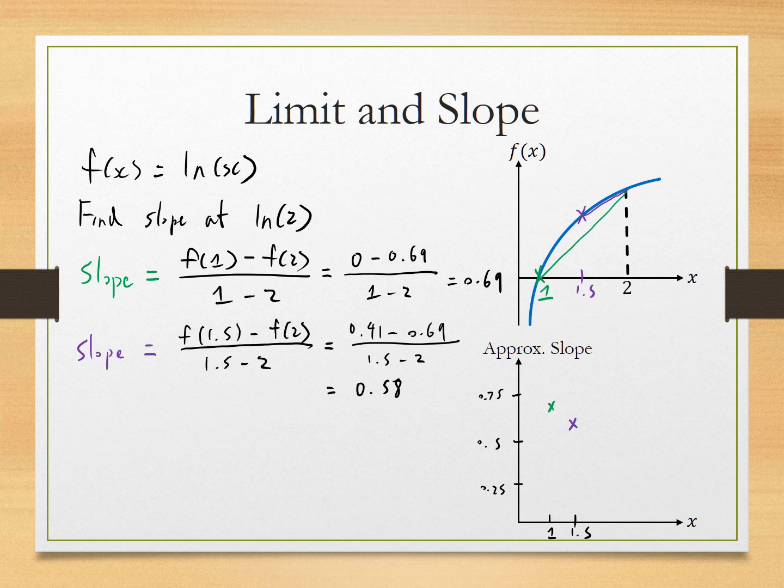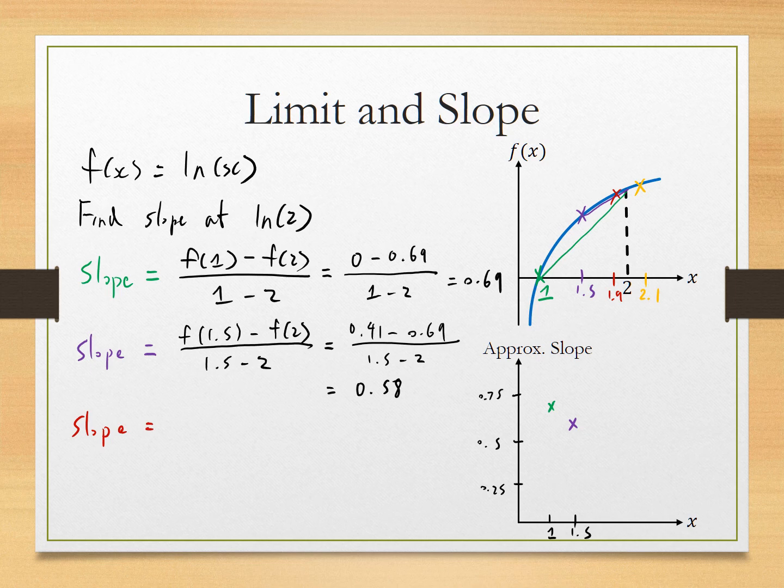Let's pick one more point. Let's actually do two more points. Let's do 1.9 and also 2.1. So these points are very close now. We now pick two points that are very close. So let's first do 1.9.